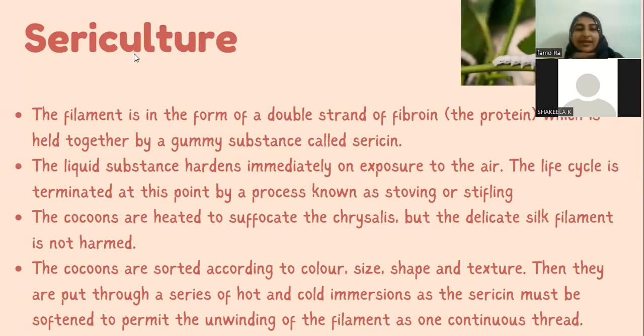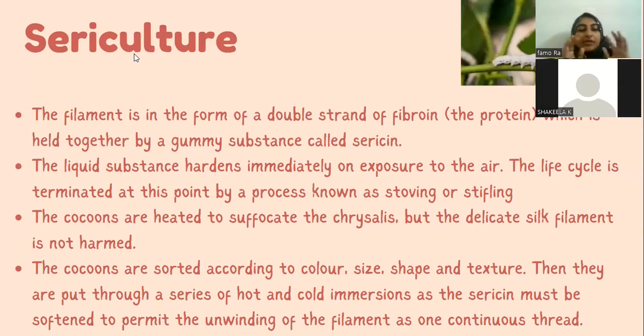So the cocoons are then sorted according to the color, size, shape, texture, etc. Then they are put through a series of hot and cold immersions, as the sericin must be softened. So what happens is there is a gummy substance, right? To keep all these silk filaments together, there is a gummy substance called sericin. So this sericin should be removed.